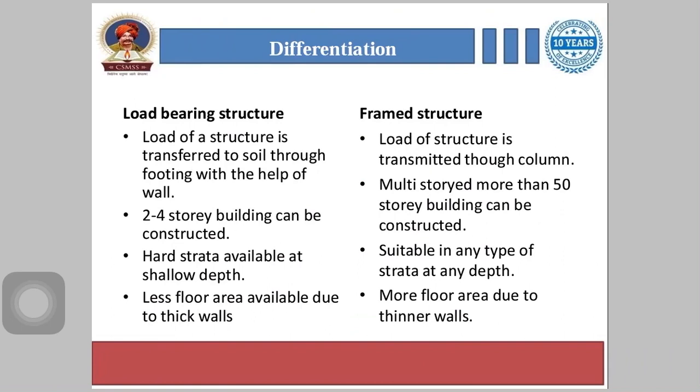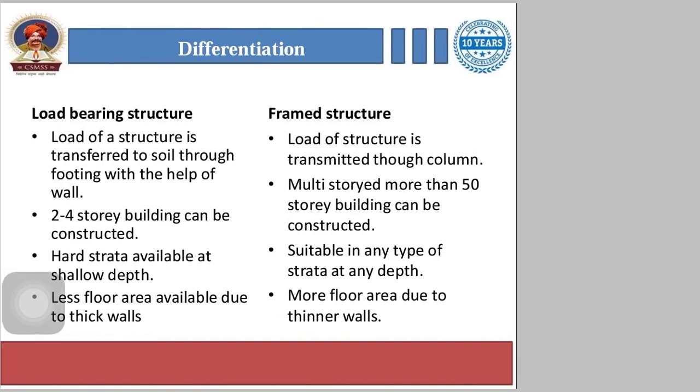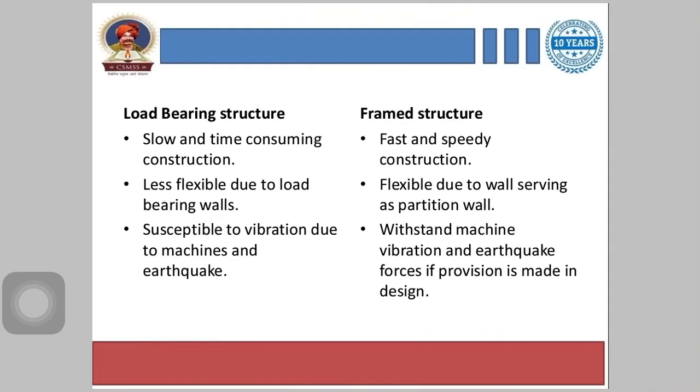So less floor area is available due to thick walls in load bearing structure, and more floor area due to thinner walls in frame structure. And we can see that the load bearing structure is slow and time consuming construction, and in frame structure it is a fast and speedy construction. So load bearing structure is less flexible due to load bearing walls, and frame structure is flexible due to walls serving as partition walls.